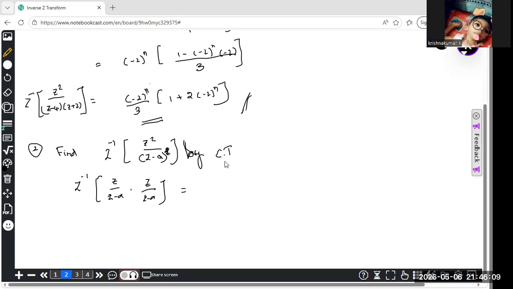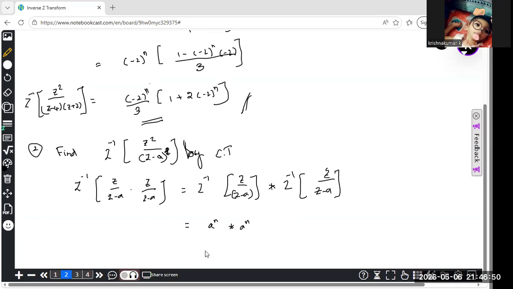If you want to use convolution, first you take the inverse Z transform of each function. So Z inverse of z divided by (z minus a), with the convolution star between them, and Z inverse of z by (z minus a). The inverse Z transform of this one is a power n. Similarly, the inverse transform of the other function is again a power n only. So we have a power n.